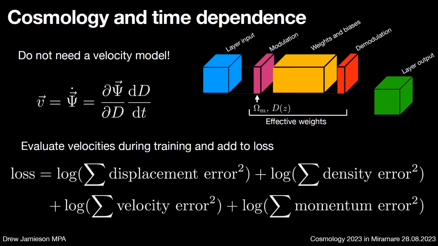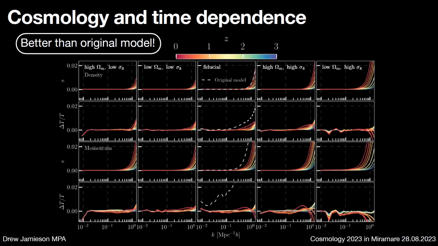But recently that's changed. And so I added the velocities, and I can evaluate those velocities during training and add them to the loss, which means I'm training on the full phase space of the trajectories of these n-body particles, which is a huge improvement on the constraints of the training. Then I train that for only 6 epochs, and I get these results.